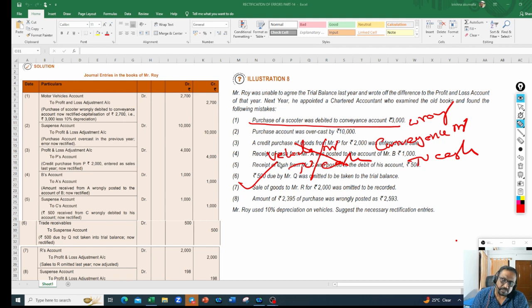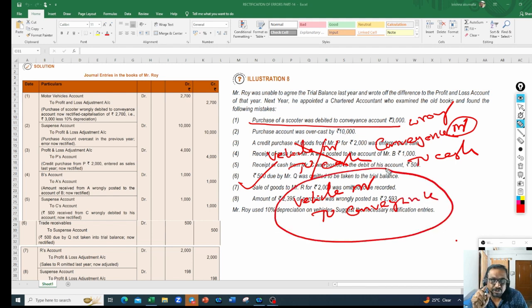Now, what entry are we supposed to write now? Rectification entry. What should be the rectification entry? Correct account debit is vehicle, so vehicle account debit, and wrongly debited is conveyance. So I need to credit that wrong debit, to conveyance account. This should be the entry we generally post in stage 1 and stage 2. But we are in stage 3 now.